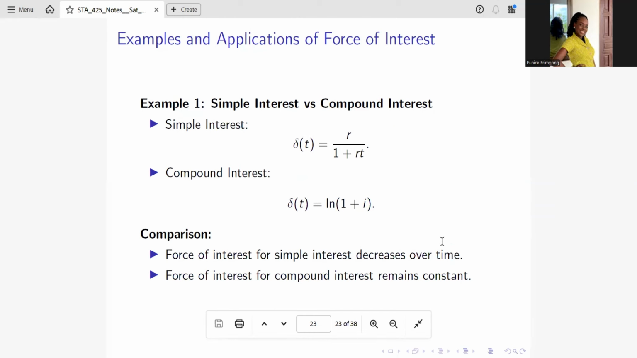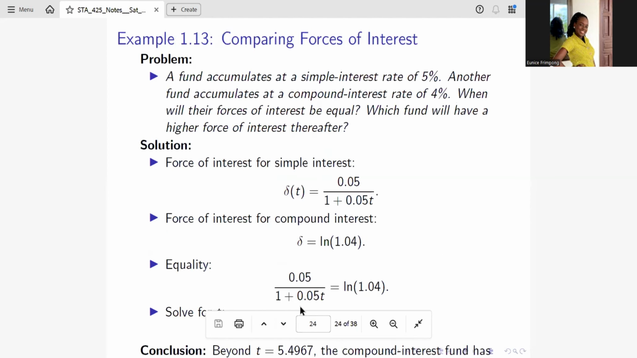Now let's compare force of interest for simple interest. Oh, sorry, I think we've done this already. Okay, so there's an example we want to look at. A fund accumulates at a simple interest rate of 5%. Now another fund accumulates at a compound interest rate of 4%. When will their forces of interest be equal?